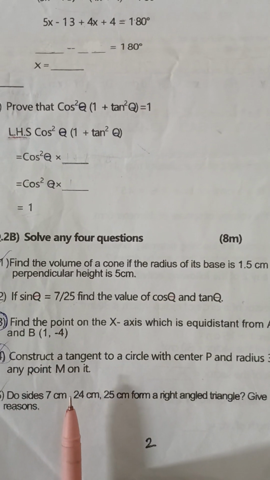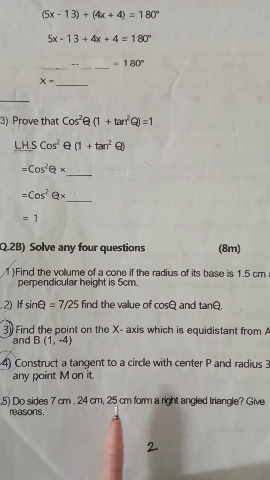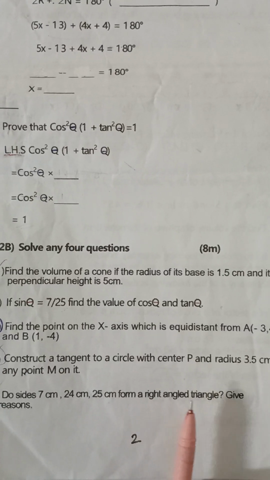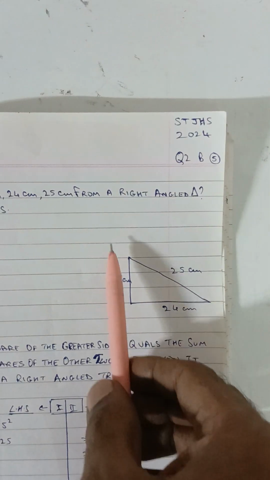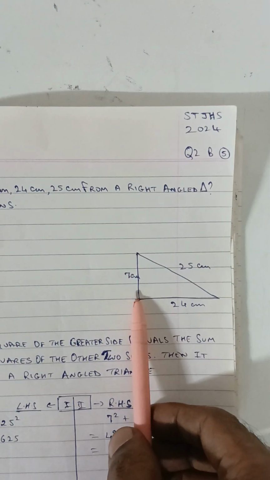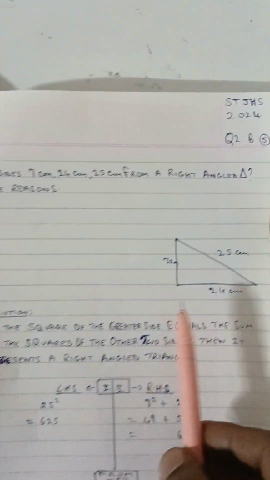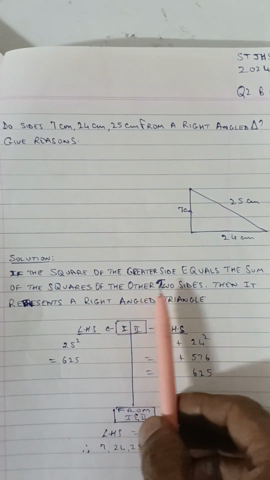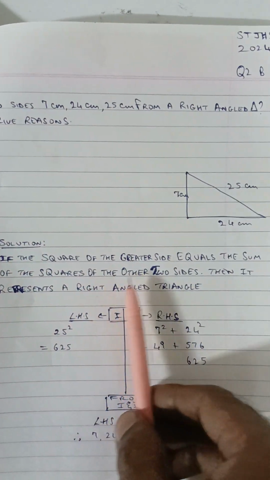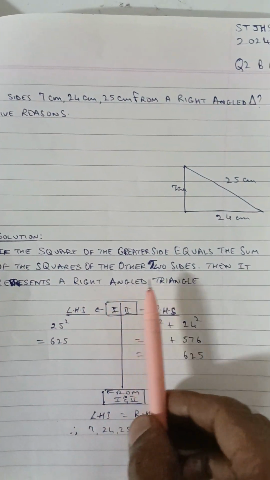Next, do sides 7, 24, 25 form a right angle triangle? Give reasons. For a right angle triangle, we just draw a rough figure, not exactly the right angle, taking the bigger side 25. Let us check now. If the square of the greater side equals the sum of the squares of the other two sides, then it represents a right angle triangle.